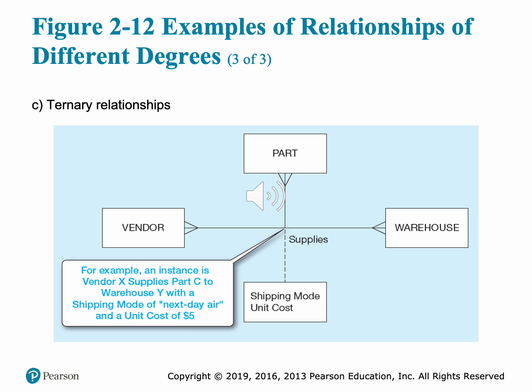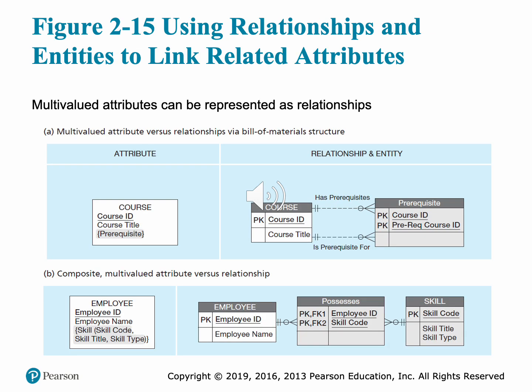The dashed line is a way of representing the attributes of the relationships. For a given vendor supplying a given part to a given warehouse, there is a shipping mode and a unit cost. Each of these ternary relationship instances could have its own shipping mode and unit cost.